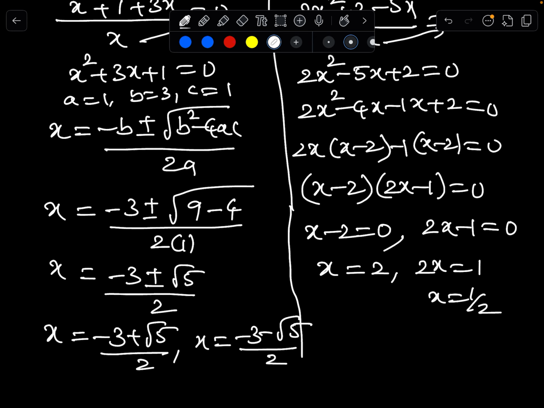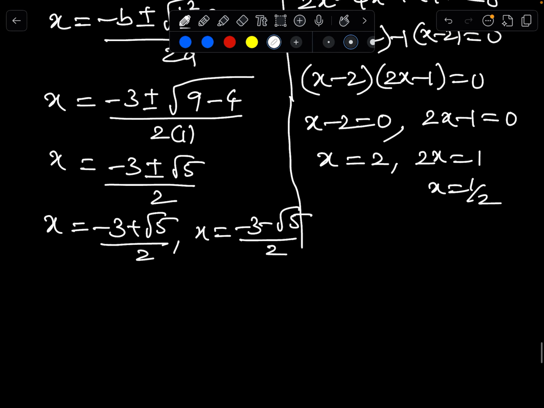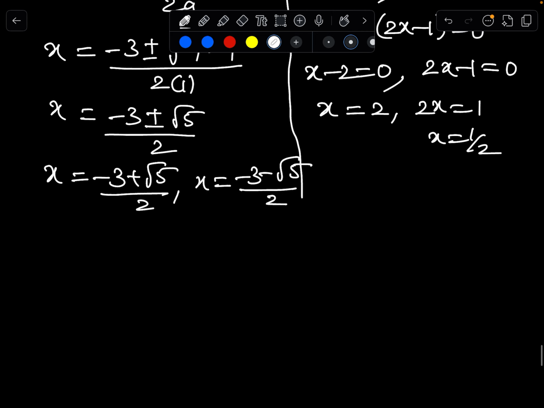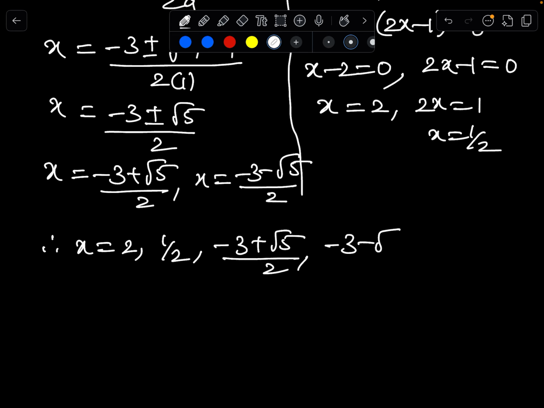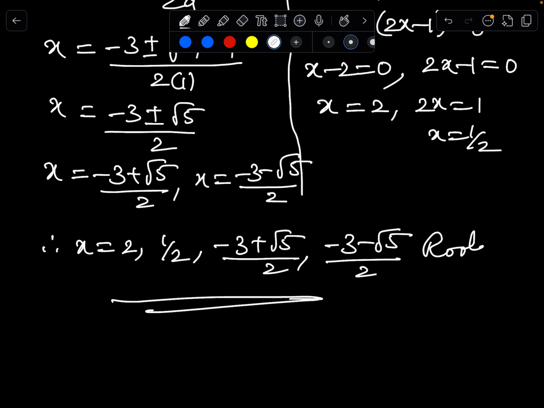So, what are the zeros here? They are the solutions. Here 4 solutions are there: x equal to 2 and 1 by 2, minus 3 plus root 5 whole by 2, and minus 3 minus root 5 whole by 2. These are not factors; they are the roots of the given quadratic expression.